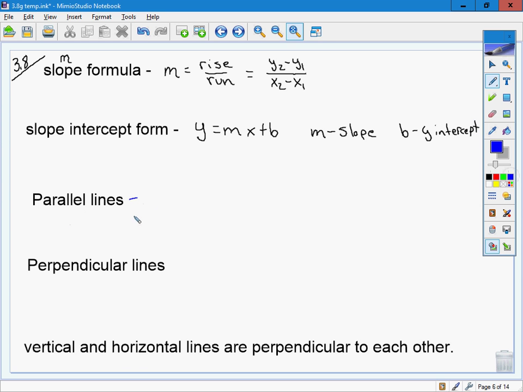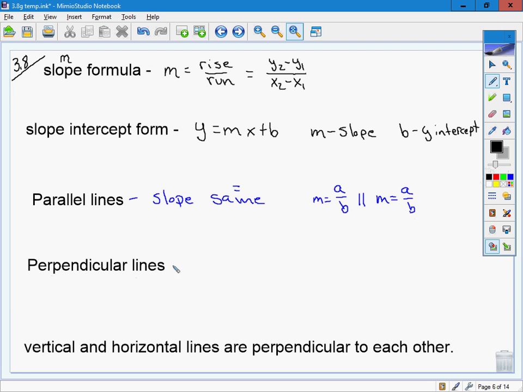If you have parallel lines, your slopes will be the same or equal. In other words, if the slope of one line is a over b, the slope of the line that's parallel to that line would also be a over b.